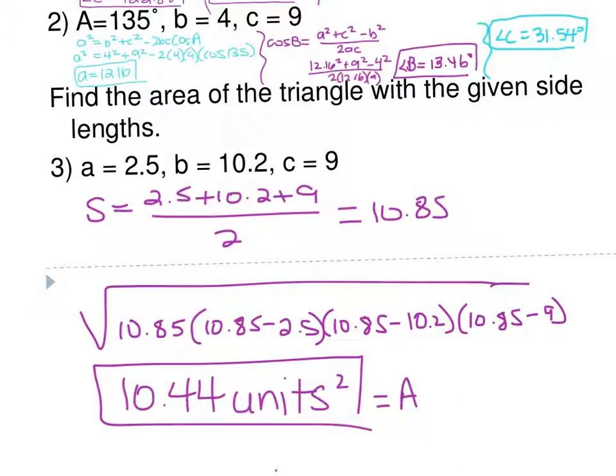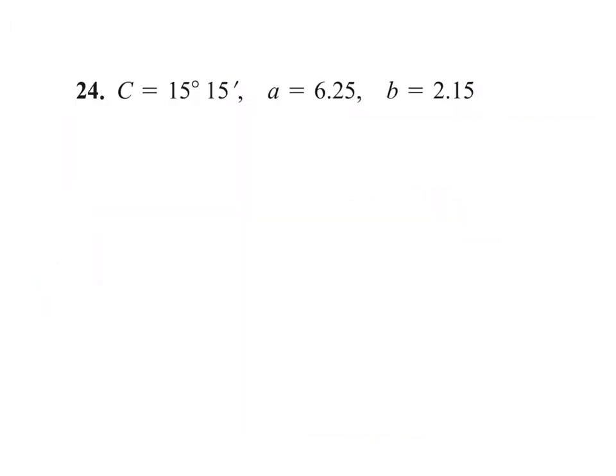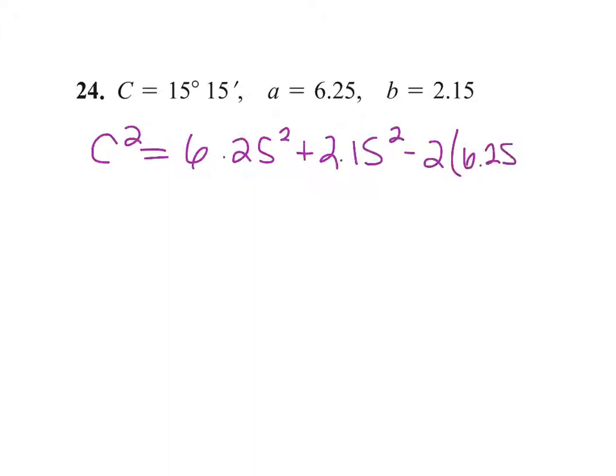Everybody good on warm up? Yes? Okay, so homework. All right, so we're good on side C, right? You found side C. C squared equals 6.25 squared plus 2.15 squared minus 2 times 6.25.